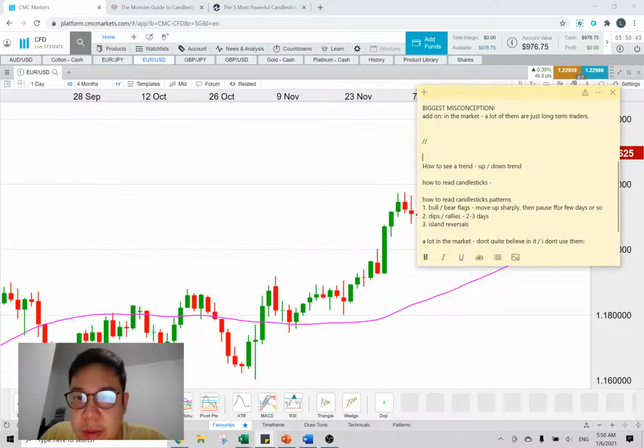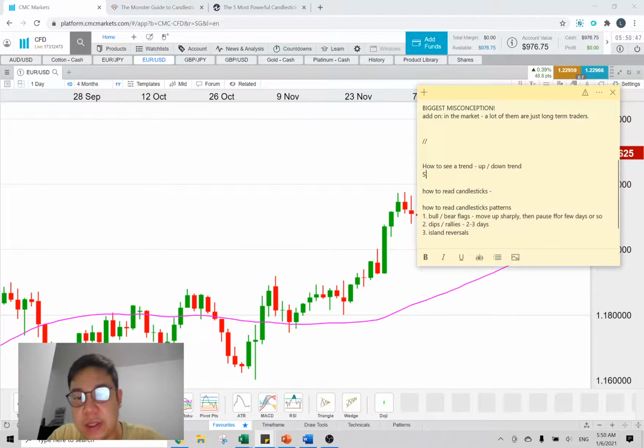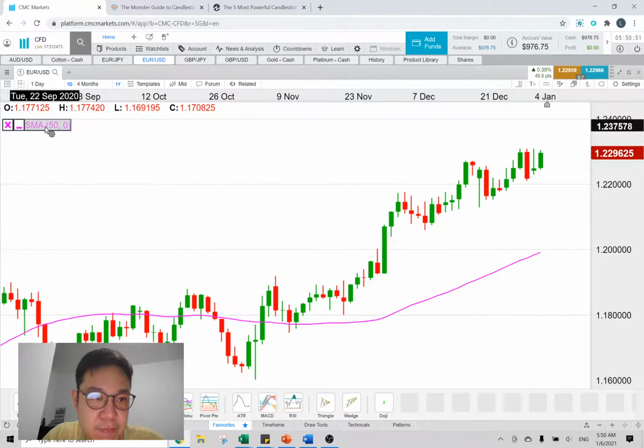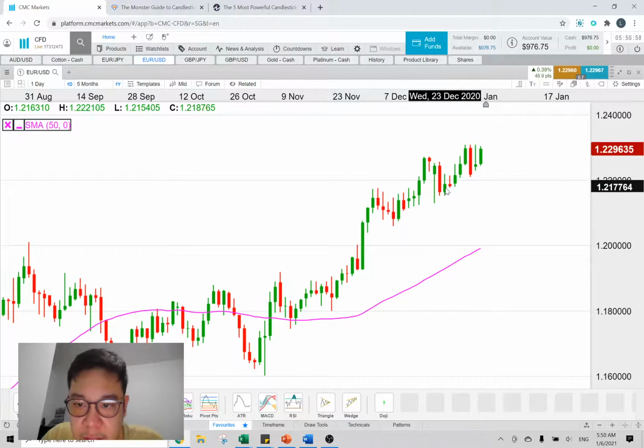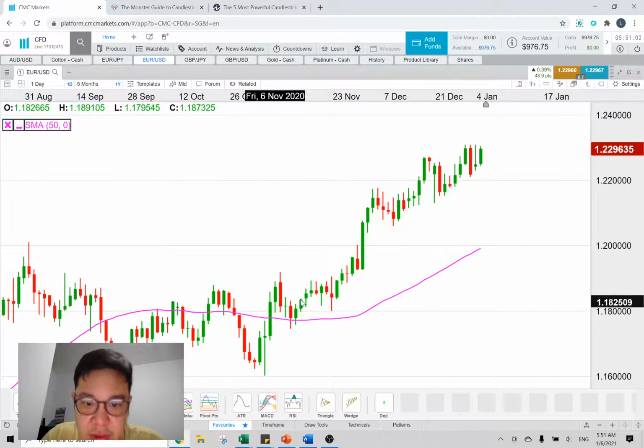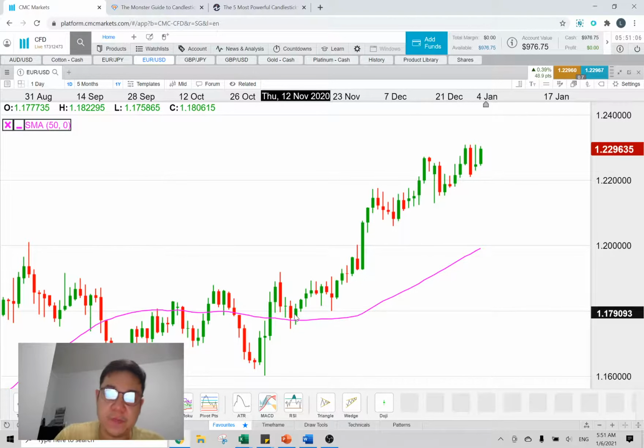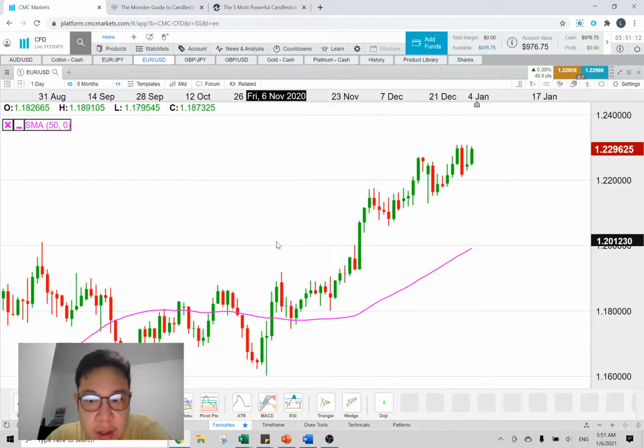So how to see an up and down trend, right? Good enough, right? It's just using the 50 simple moving average. That means the average, which is this one, the purple one, the average of the past 50 days. 1 2 3 4 5 6 7 8 9 10 11 12 13 14 15 16 17, so somewhere around here lah. The past average 50 days, right? Pricing of the closing pricing, then this is the trend. So it's fairly accurate. It's good enough.